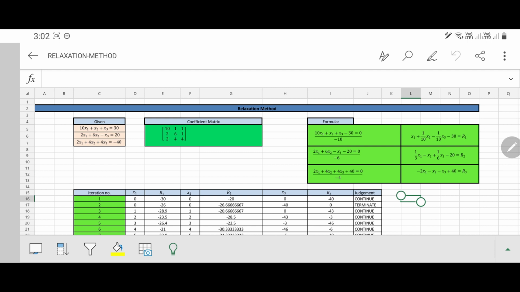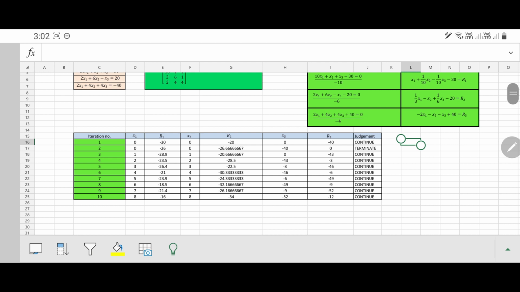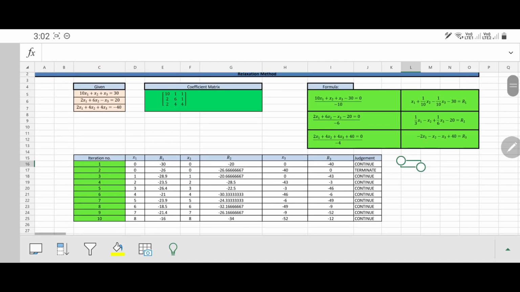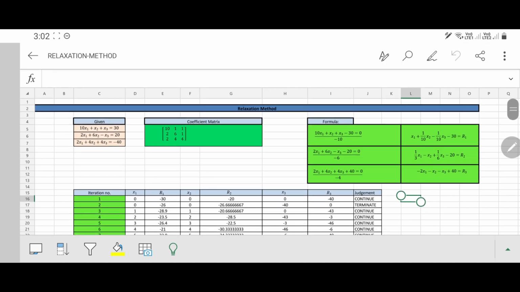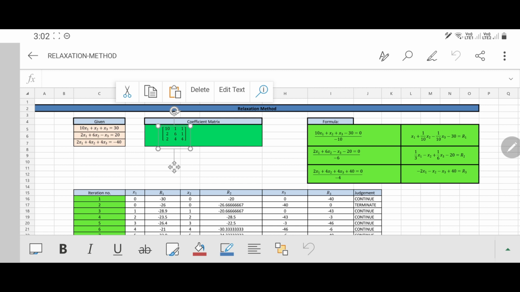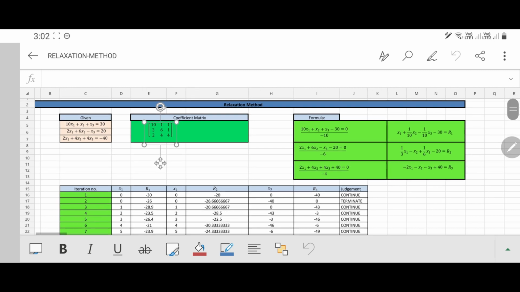Ito ang relaxation method. Makikita natin dito yung given, yung coefficient matrix, formula, yung iteration number, kung ilan sila. So dito sa given, tatlo, dahil lang ginamit ko dito sa matrix ay 3x3 lang. At sa formula, ito ang mga formula.